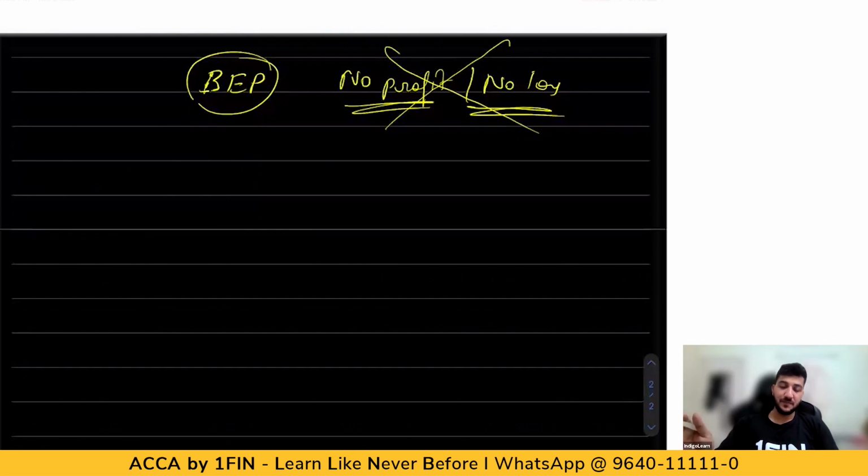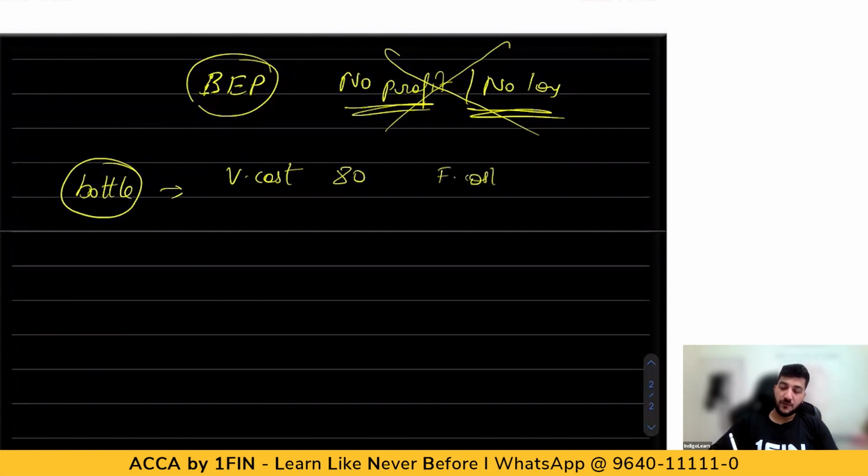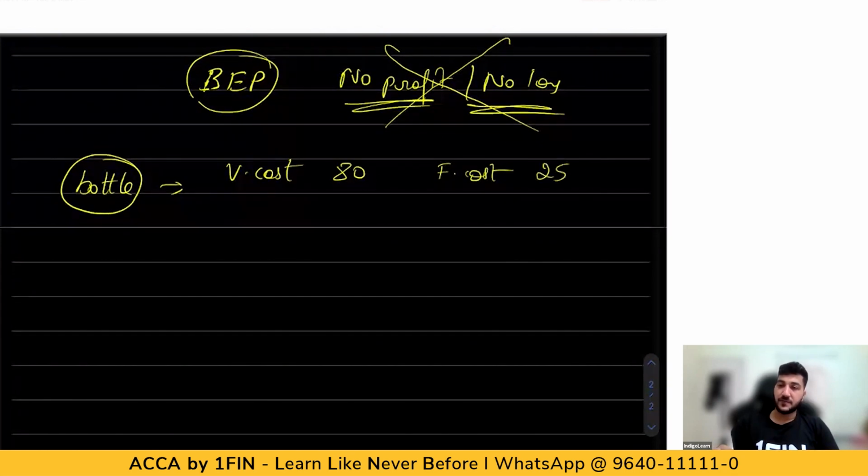Okay. So simply saying, if I am producing a product, let us say the product is a bottle. I'm producing a bottle. Okay. And the variable cost of producing that bottle is, let us say, 80 rupees. Okay. And the fixed cost of producing this bottle is, let us say, 25 rupees. Okay. And let us say the selling price is 75 rupees.